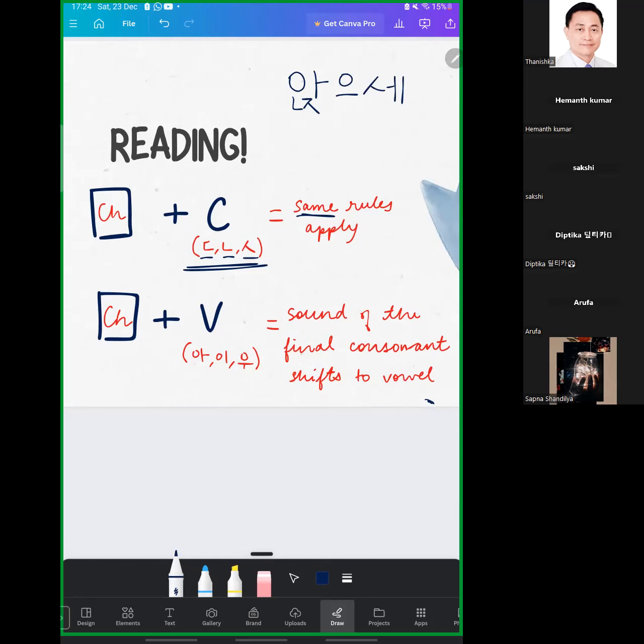Now instead of a consonant, this is a big word, but try reading it. Don't look at this part. First try to read the first half. Anj. Not ch, j. Anj. And then now add it with the second part. Anjaseyo. Very good.